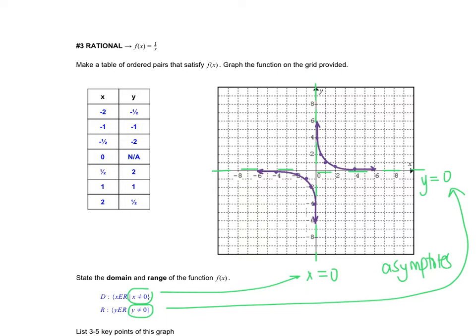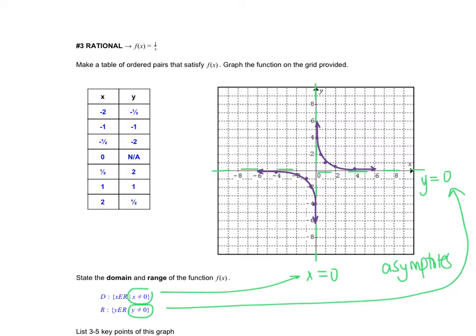And same thing for the y. If you look at the actual function itself, 1 over x, there's nothing that you can divide 1 by to get 0. Okay, so that's where the restrictions come from. Visually, it's the asymptotes, but you can also think about the equation itself and the restrictions on it.